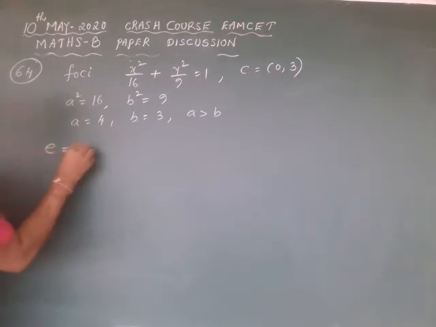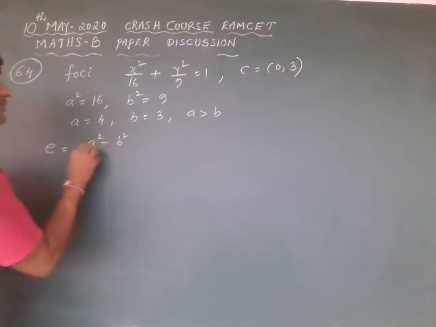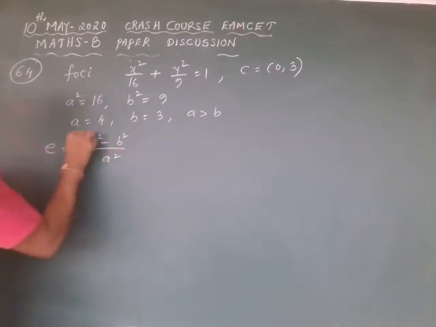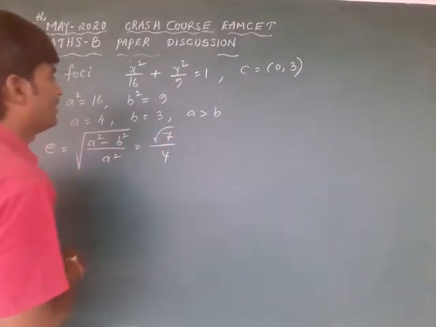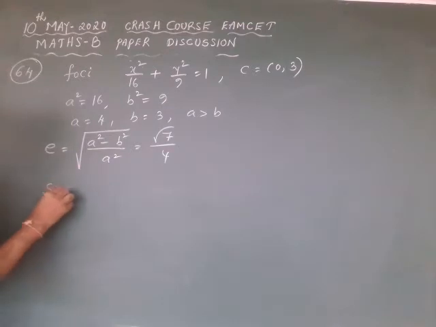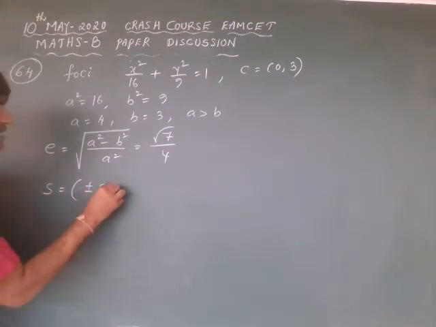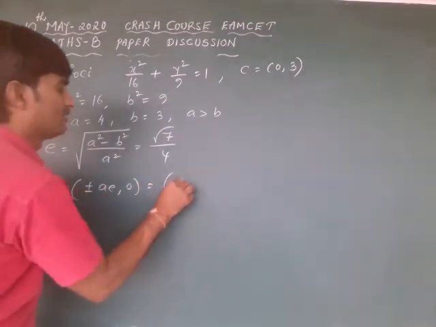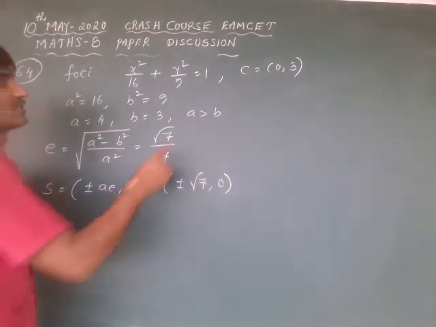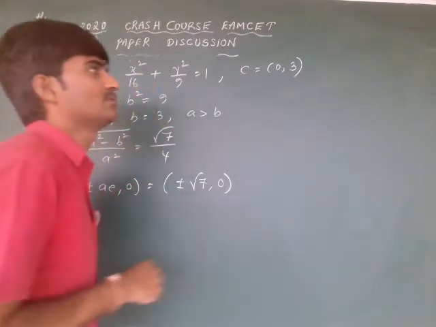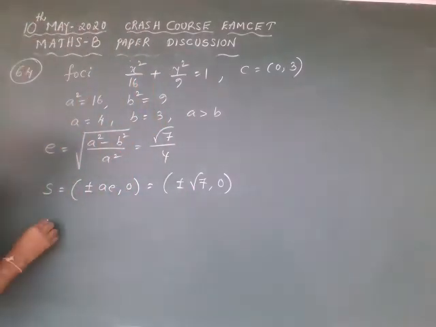Therefore eccentricity is equal to root of (a square minus b square) divided by a square. On simplifying, it is square root of 7 divided by 4. Now focus S is equal to (plus or minus ae, 0), which comes to (plus or minus root 7, 0) as the focus, whereas the given center C is (0, 3). Now radius r is equal to the distance between C and S, which comes to 4.